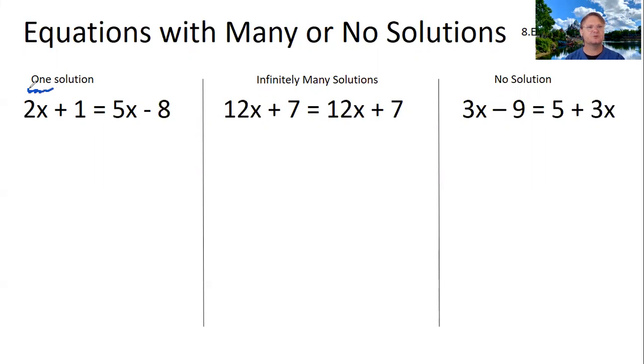One possibility is you're going to have an equation that gives you one solution.